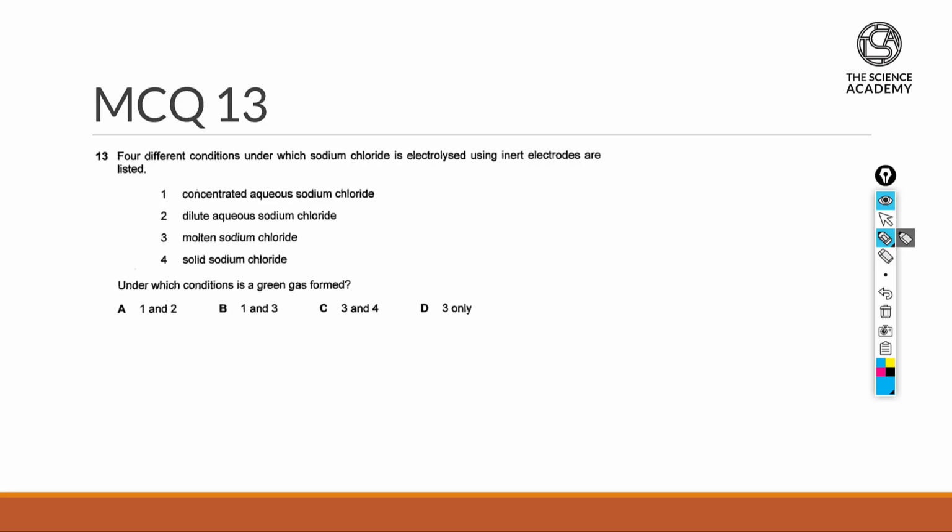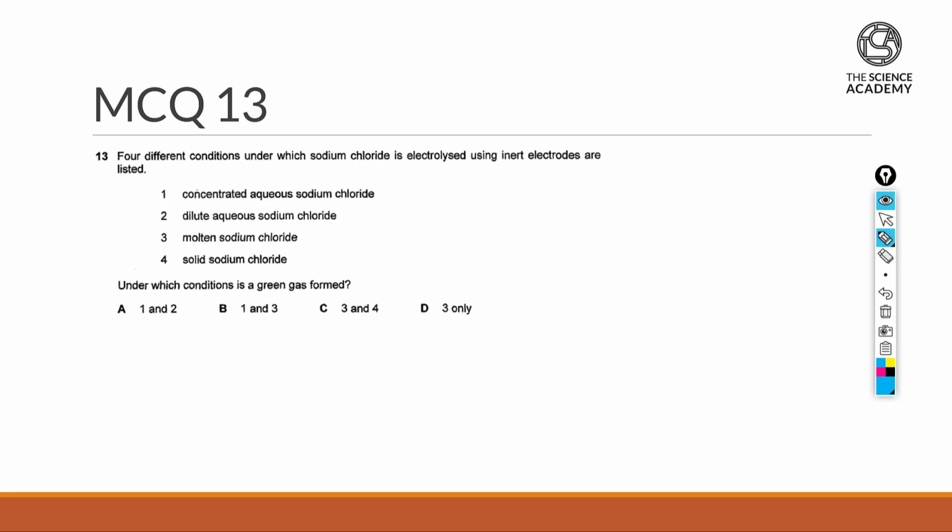Question 13. Four different conditions under which sodium chloride was electrolyzed using inert electrodes are listed. Number 1, concentrated aqueous sodium chloride. Number 2, dilute aqueous sodium chloride. Number 3, molten sodium chloride. And number 4, solid sodium chloride. Under which condition would the green gas be formed?